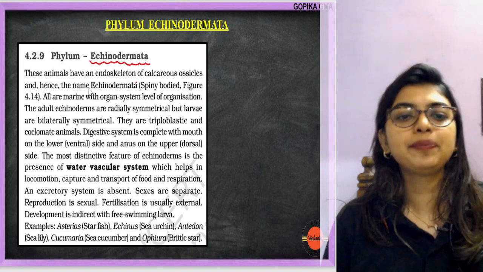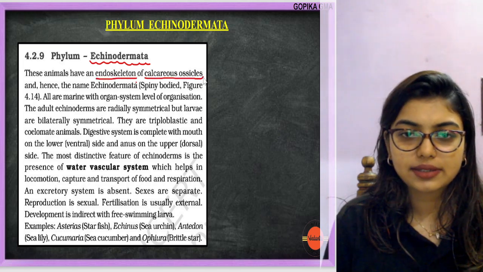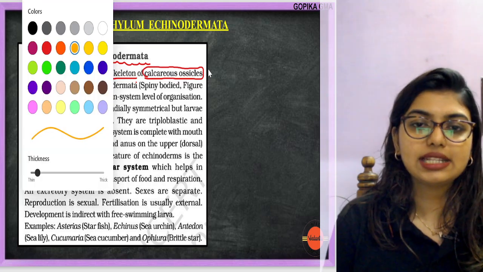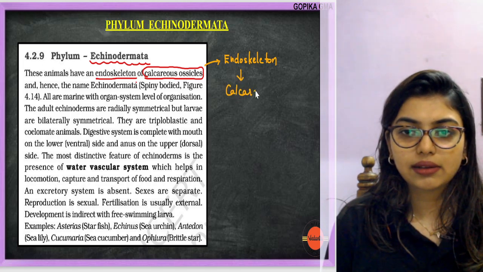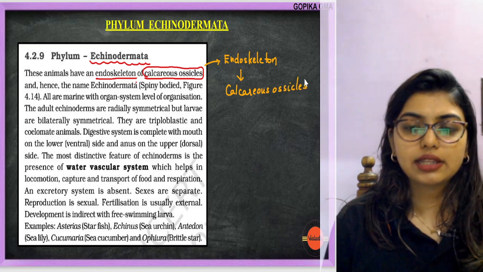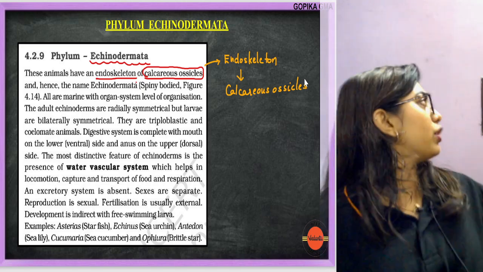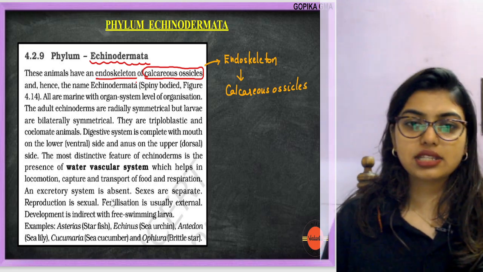Phylum Echinodermata. Now look here, these animals have an endoskeleton of calcareous ossicles. What do they have? An endoskeleton. Endo means inside, so inside they have a skeleton called endoskeleton. This endoskeleton is made up of calcareous ossicles, which means calcium ossicles. Hence the name Echinodermata comes, that is spiny bodies.